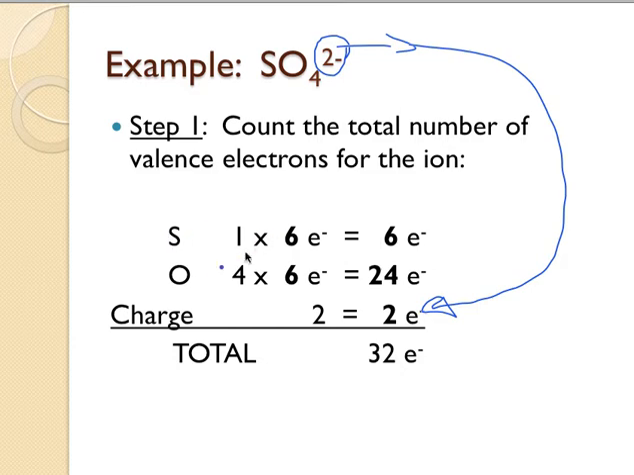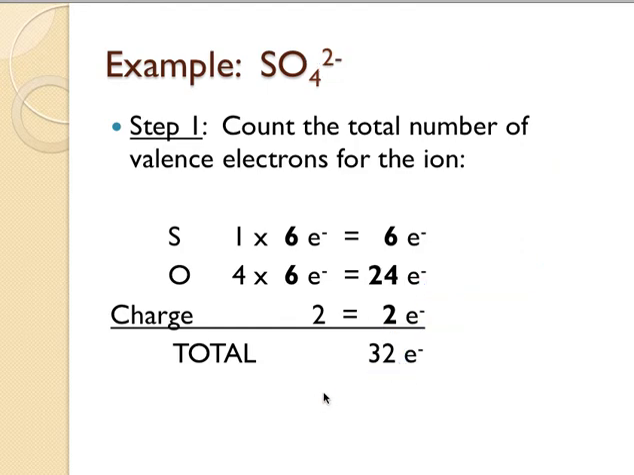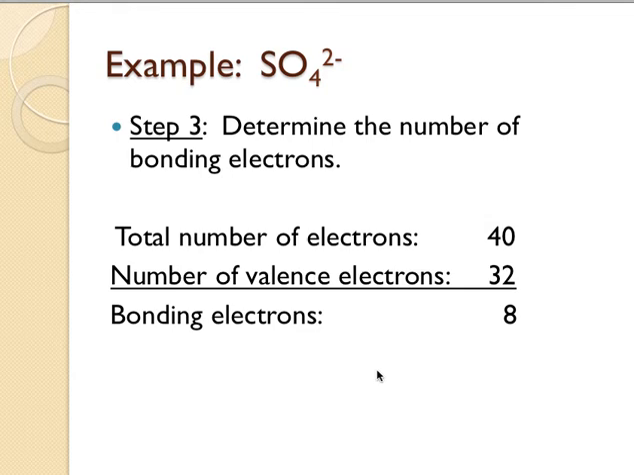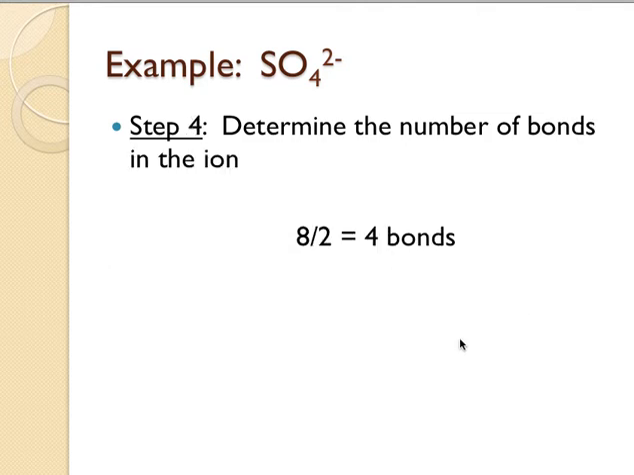So the sulfur has the 6 electrons, 4 oxygens, another 6, and then the 2 electrons that account for the charge, so a total of 32 electrons. Take that number of electrons, and determine the number of electrons needed to satisfy the octet. Sulfur needs 8, each oxygen needs 8, so a total of 40 is needed. Number of electrons needed minus the number of valence electrons, I need to have 8 electrons in bonds, which means I need 4 bonds.